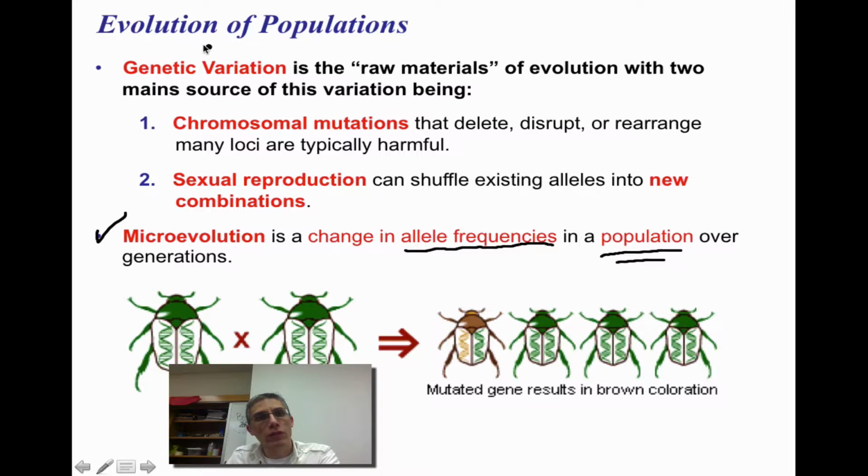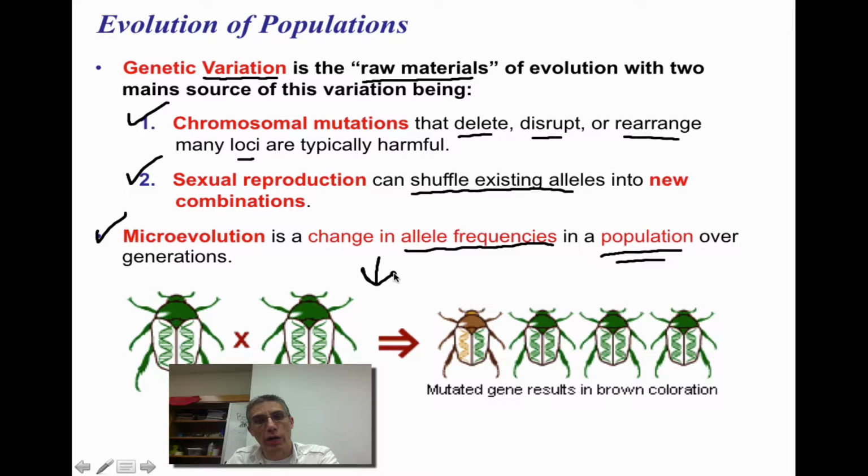Now, in order for this evolution or change to occur, remember that we need to have something called variation within our population. Because remember, variation is going to be considered one of the raw materials necessary for evolution to happen. Now, there's going to be two main sources of variation that we'll look at. One of those will be chromosomal mutations. In other words, those mutations that are going to delete, disrupt, or rearrange those loci. The second is going to be sexual reproduction, because remember, sexual reproduction gives the species the opportunity to actually shuffle those existing genes or alleles into new combinations.